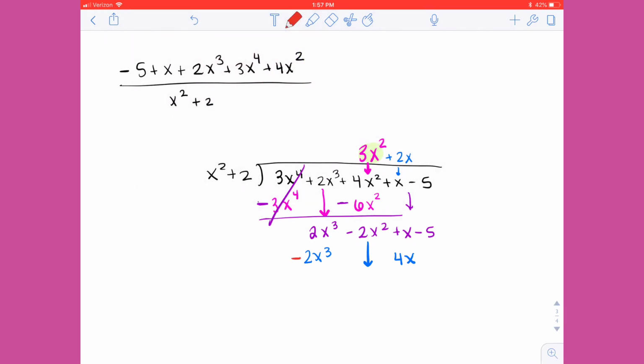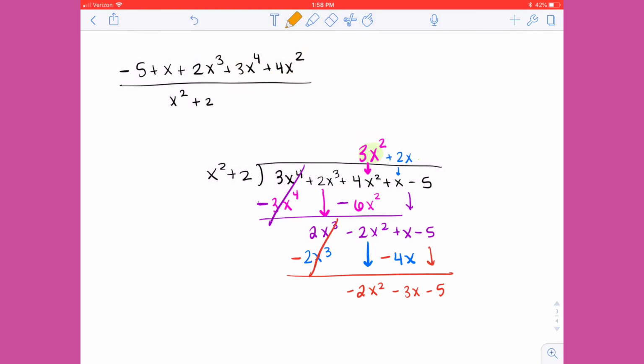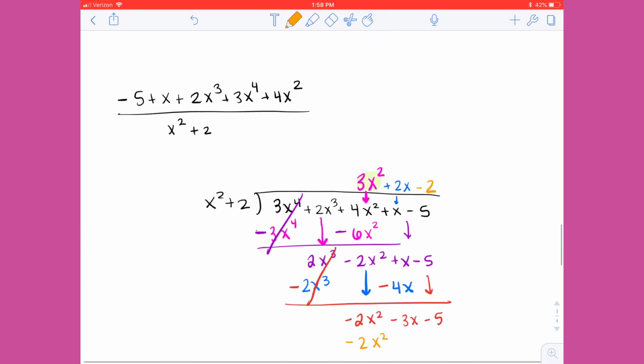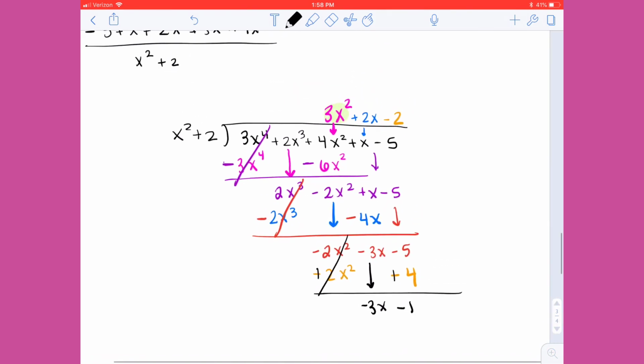I'm going to change all my signs and then simplify. Bring down my negative 2x squared. This is a negative 3x, and bring down my minus 5. And then last value, what times x squared will give me negative 2x squared? Well, a negative 2 gives me negative 2x squared. Negative 2 times 2 gives me a negative 4. But I want to change all my signs. So that becomes a plus and a plus. That goes away. I skipped a term, so I'll bring that down. And I am left with the remainder of negative 3x minus 1.